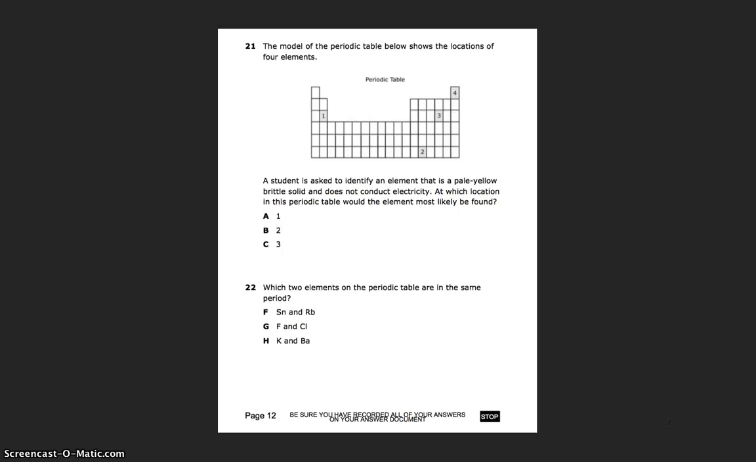Number 22. Which 2 elements on the periodic table are in the same period? F. Sn and Rb, G. F and Cl, H. K and Ba. F is tin and rubidium, G is fluorine and chlorine, H is potassium and barium.